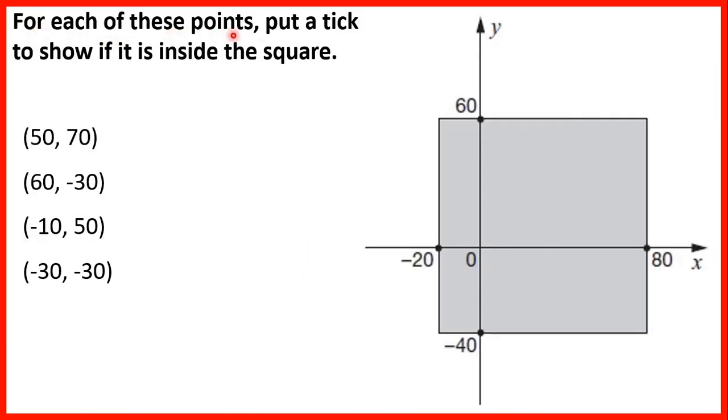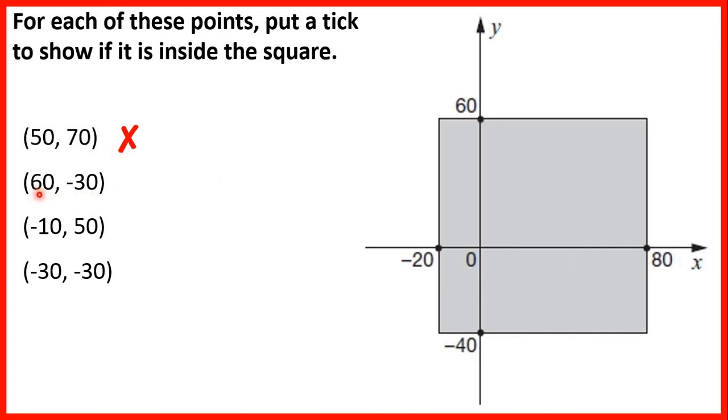For each of these points, put a tick to show if it is inside the square. So first we have the coordinates 50, 70. So remember, the first coordinate is the x coordinate, and because we have 0 here and 80 here, 50 will be in line with about this point here. Then the y coordinate is 70, so if this point is 60, 70 will be just above that, so our point will be at about this point here, so we'll be outside the square because 70 is larger than 60.